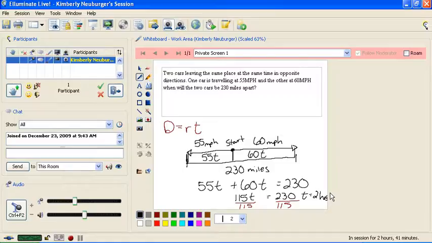So in this situation, we're using the formula distance equals rate times time, and the picture helps you set up your equation. So now you have two more strategies for solving your problems. You can use a table to organize your information, or you can draw your picture.